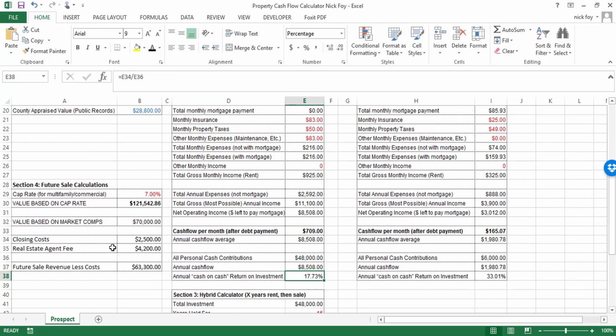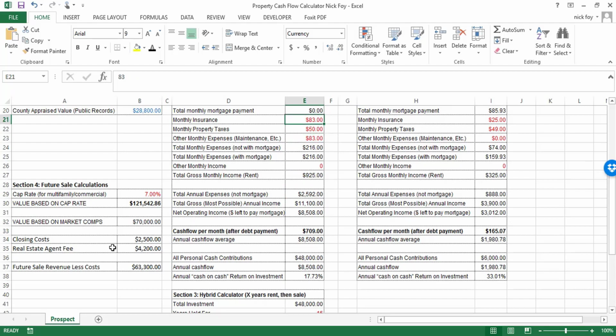So cash on cash return without a mortgage, we're going to be making 17% a year, which is pretty good. If you think about the stock market, your money is going to sit in the stock market and make about 10% a year. After inflation and all that, it's about 7% over the long term in stocks. So real estate here, we're beating the stock market returns.